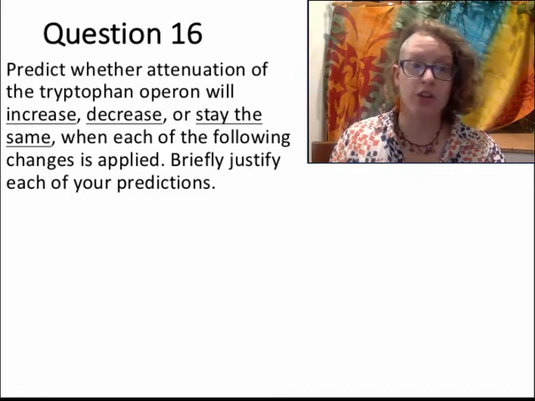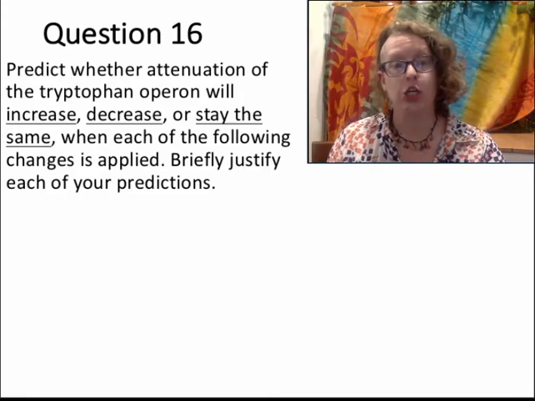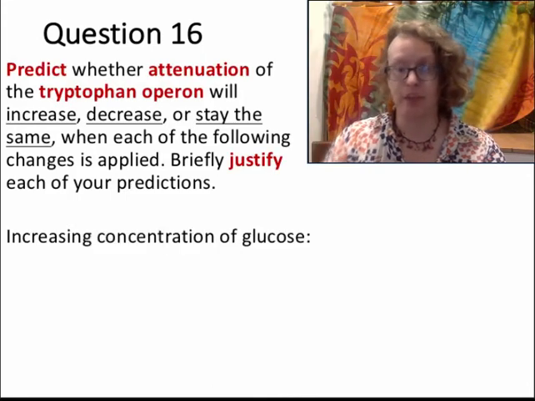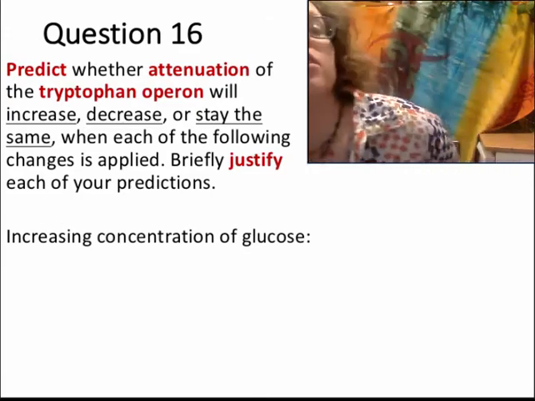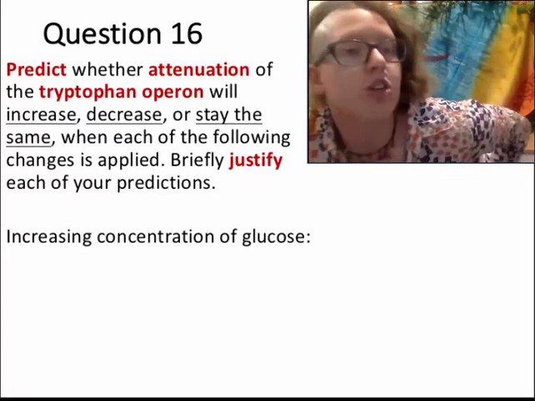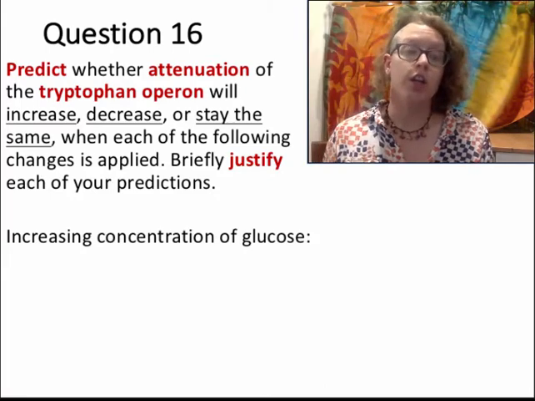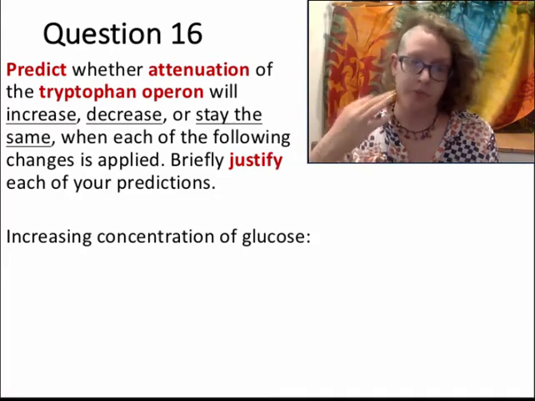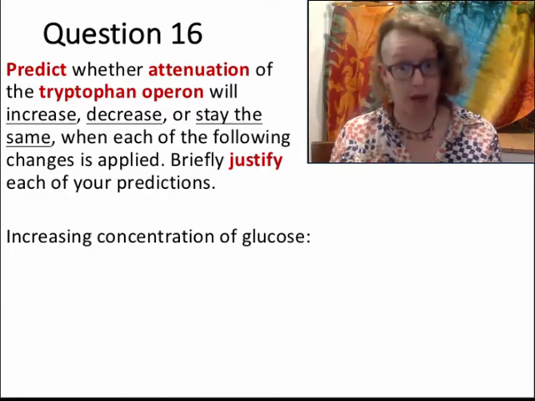Predict whether attenuation of the tryptophan operon will increase, decrease, or stay the same when the following changes are applied. Justify each of your predictions. First one, important parts: predict whether attenuation of the tryptophan operon. So we're talking about attenuation, we're talking about the tryptophan operon, we're talking about various conditions in that context. And you have to justify things. So it's not just the answer, you have to say why.